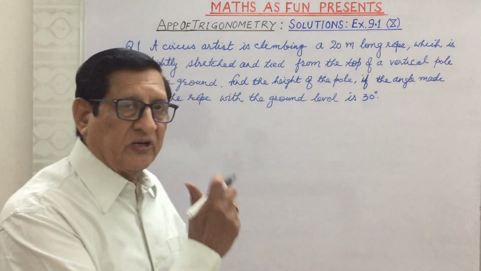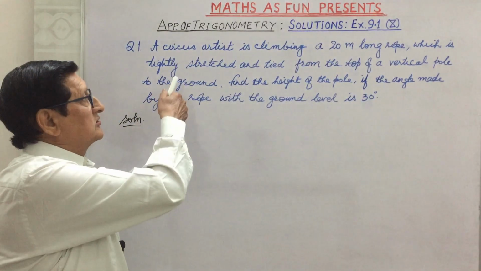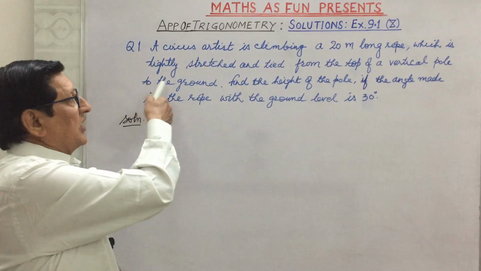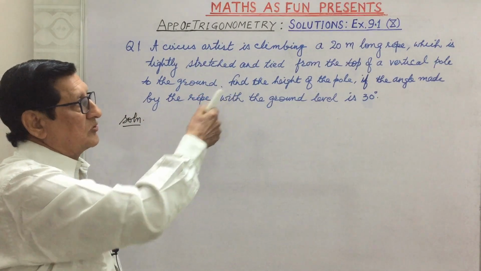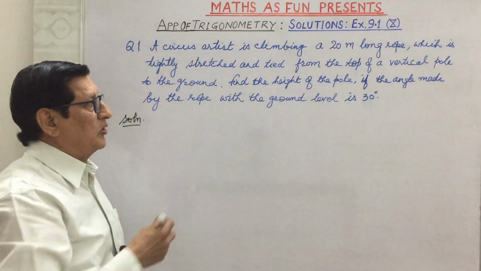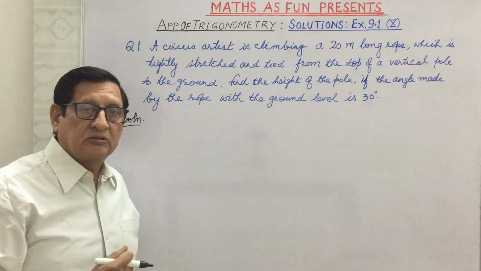When we see the first question here for exercise 9.1, that is: a circus artist is climbing a 20-meter long rope which is tightly stretched and tied from the top of a vertical pole to the ground. Find the height of the pole if the angle made by the rope with the ground level is 30 degrees.